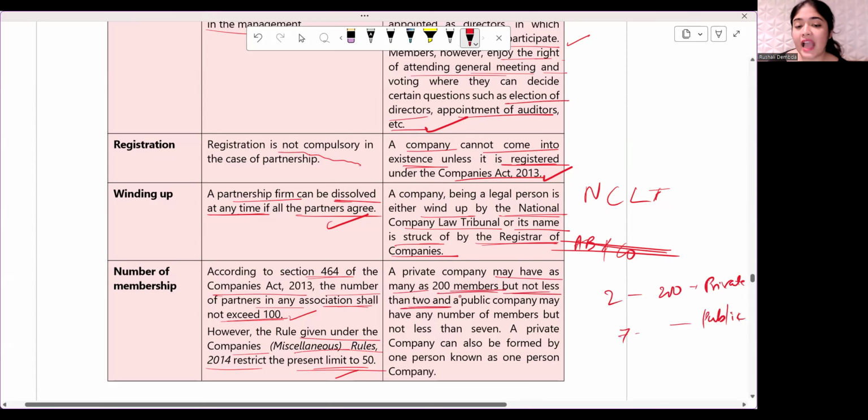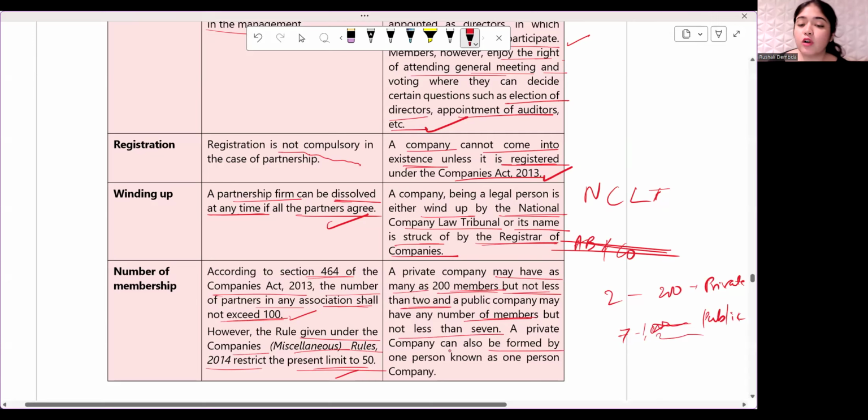A public company may have any number of members. So 7 to infinity, any number of members can be there, and not less than 7. So 7 is your minimum and it can be anything, 1 lakh or 2 lakh or anything it can be.